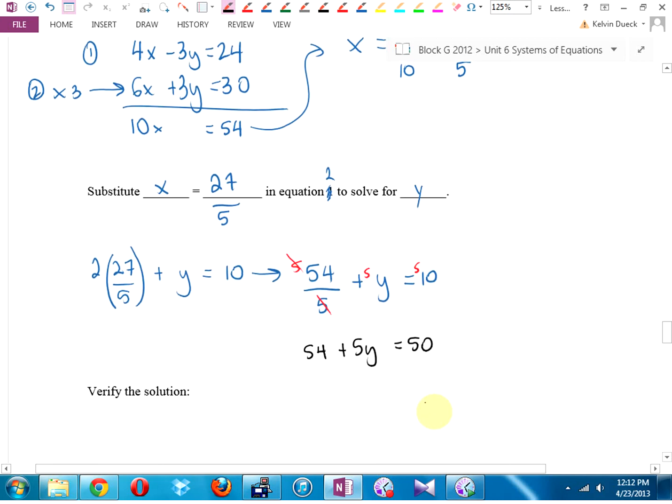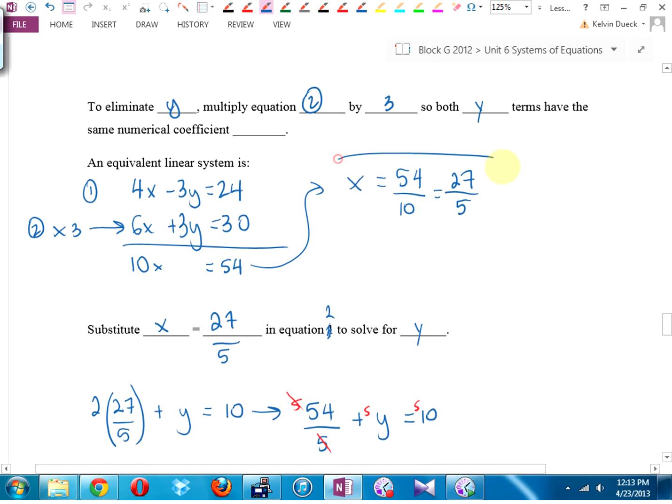How do I get the y by itself? What would I do first? I wouldn't divide by 5. That's going to be later. That's the D part of felt sad. What would I do first? Minus 54. Can you do that in your head? 5y equals negative 4. Is that okay? Now what? Divide what? Less pronouns, more nouns. Divide by 5. So you're saying that y equals negative 4/5.